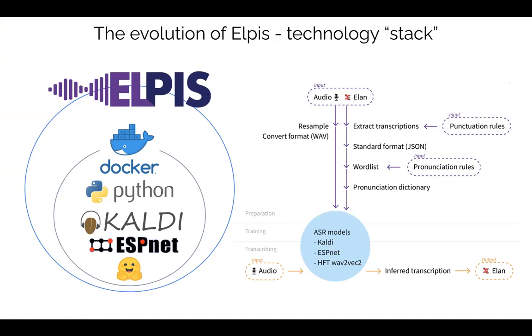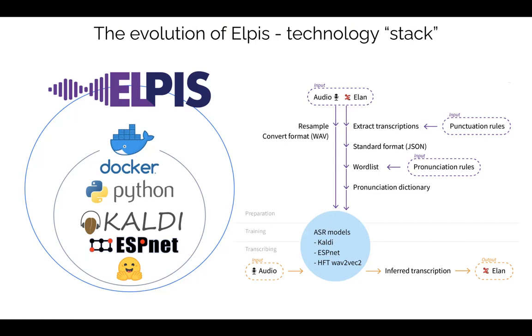So the process of using Elpis, in the right-hand diagram: we input audio and ELAN files. These are resampled and the formats are converted, and some processes happen whereby the annotation is cleaned, and some punctuation rules are applied to strip out tokens that might confuse the speech recognition system. A word list is generated and a pronunciation dictionary is generated. This is then used to train the model. Once the model's been trained, raw untranscribed audio can be input, and then an inference transcription is generated in the ELAN format.